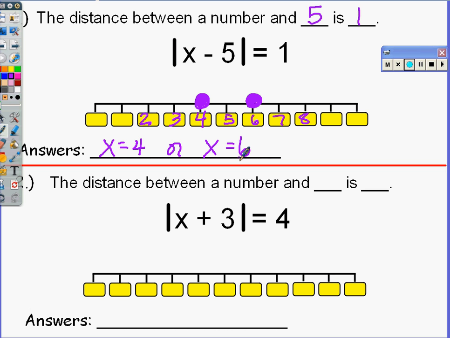Okay? For the second problem, the distance between a number and -3, remember that double negative, because this could be written like minus -3, and since absolute value or distance is shown by subtraction, we have to remember when we see x plus 3 in an absolute value symbol, that really means x minus a -3. And so we can read this, the distance between a number and -3 is 4, so our target number is -3.